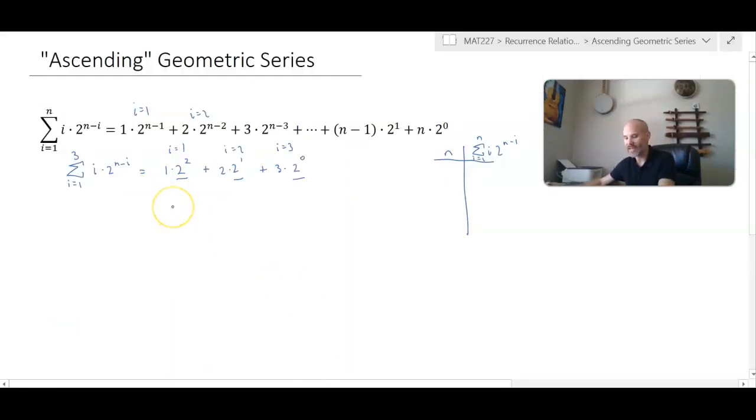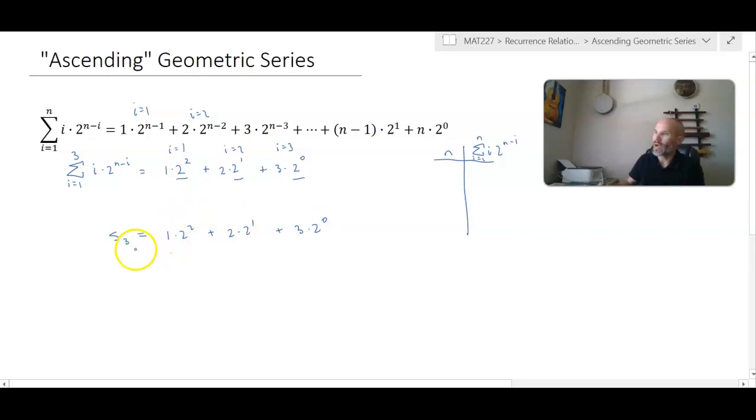One is to take the series, and I'm just going to apply it to these three terms. I'm going to call this S sub 3. That's just going to say the sum for the first three terms, which would be 1 times 2 squared plus 2 times 2 to the first plus 3 times 2 to the 0.